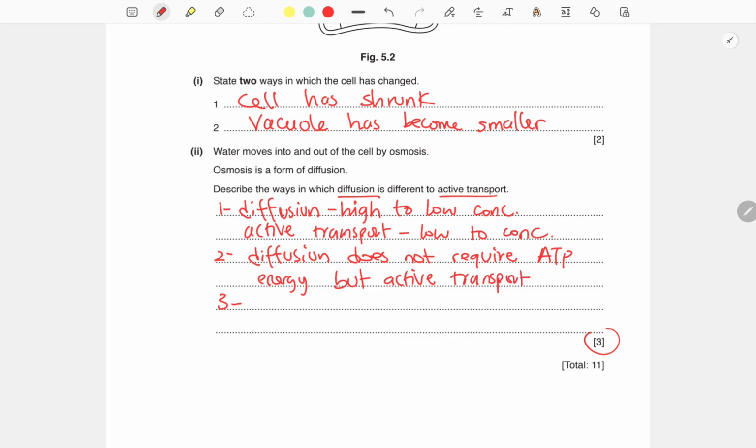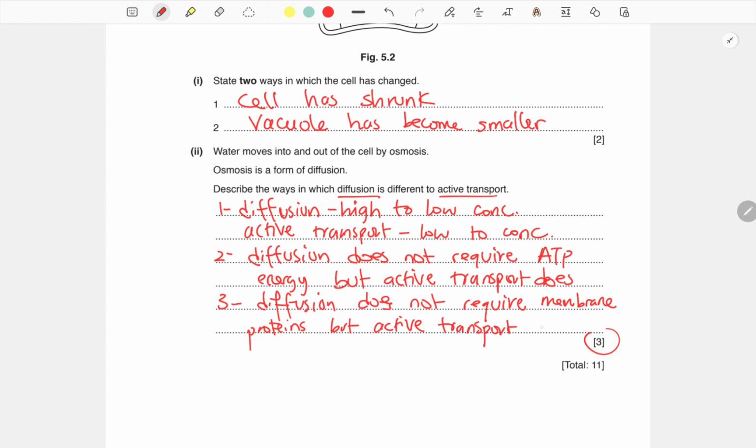And diffusion does not require membrane proteins, but active transport does require membrane proteins called carrier proteins. So each sentence will have 1 point that refers to both processes to score 1 point for the sentences made in the response. So make sure that you talk about diffusion and active transport in each point to score all the points possible.